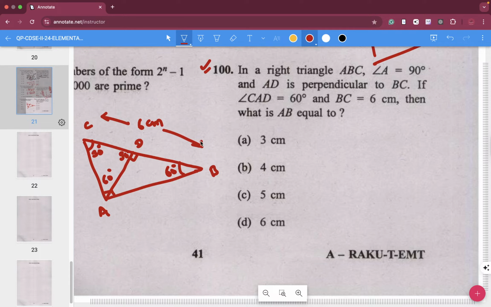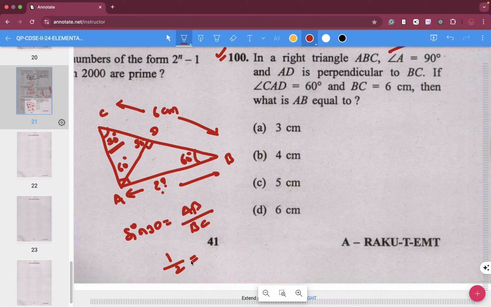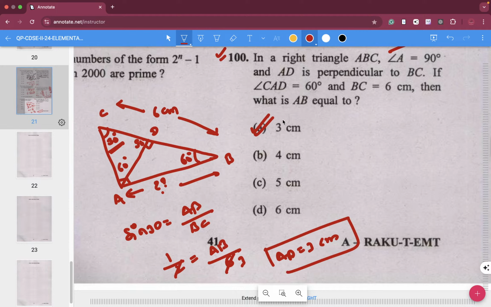Just look at the question. How much of a sitter question is this? Then what is the value of AB is what they are asking. If I apply from here, sine 30 is equal to opposite by hypotenuse. Sine 30 is how much? Half. AB value is what they have asked to find out. BC is the hypotenuse, so AB is equal to 3 centimeters is going to be the answer, folks, for question number 100. C is going to be the answer.